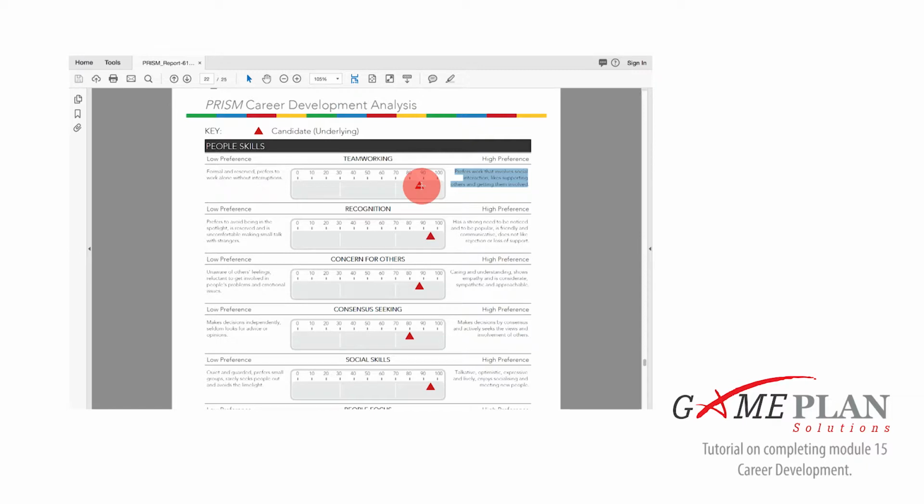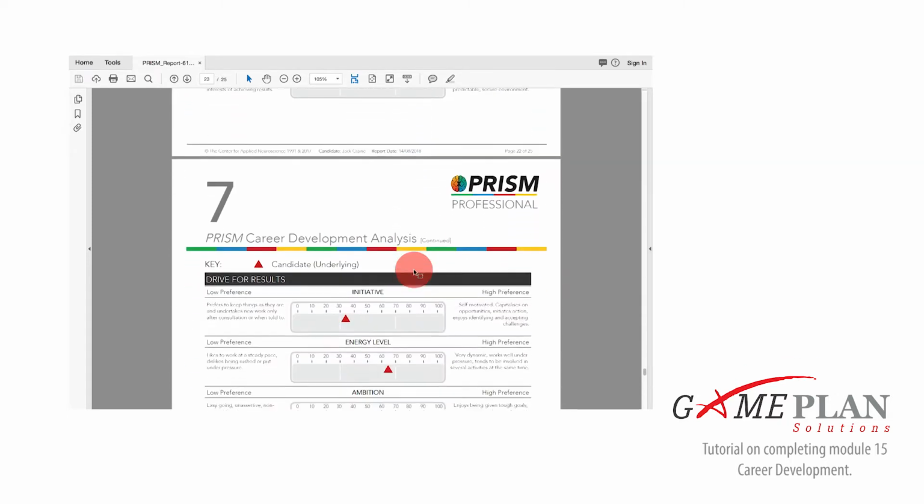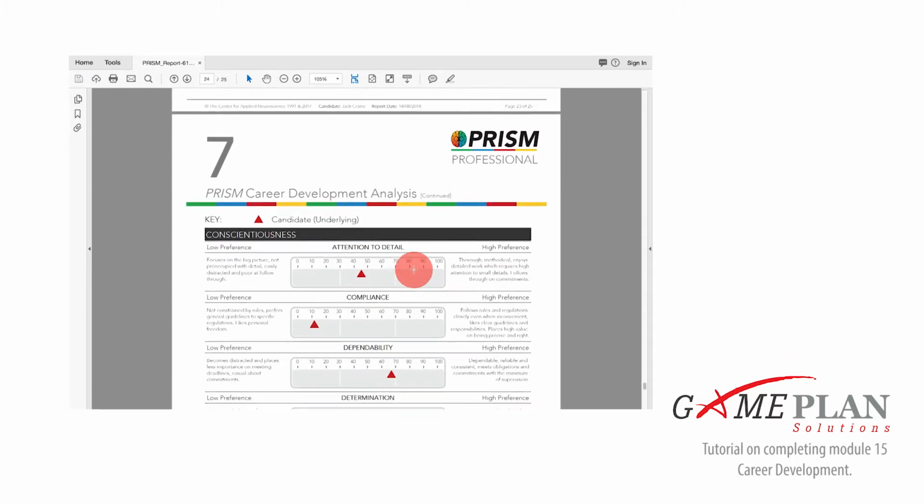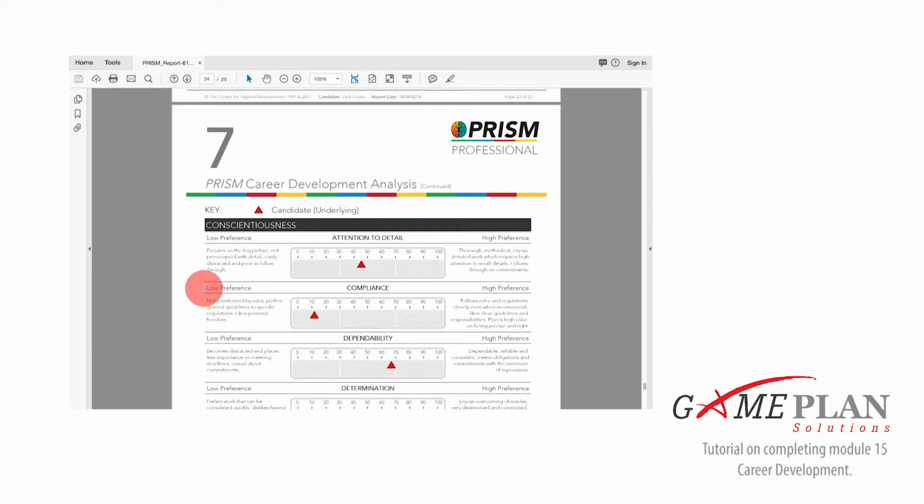Clearly, a triangle that is to the right-hand side of the spectrum shows a high preference towards that particular area, and is more closely matched to the description on the right-hand side. Let's find one that's on the other side, maybe a low preference. Okay, here we go, compliance.